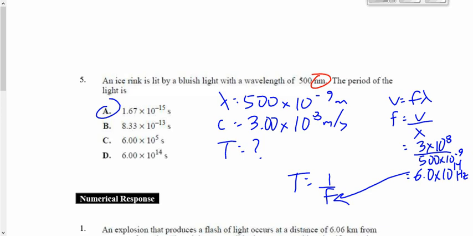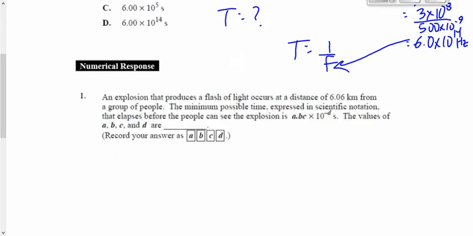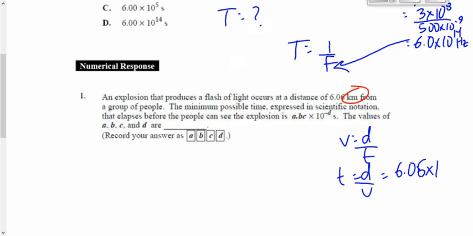Finally, numerical response, question number 1. An explosion produces a flash of light at a distance of 6.06 kilometers from a group of people. How long does it take to reach the people? Man, don't make this one harder than it has to be. Say V equals D over T for this, right? T is equal to D over V. D is 6.06 times 10 to the 3, or 6,060, divided by 3 times 10 to the 8. Gives me a time of 2.02 times 10 to the 5.